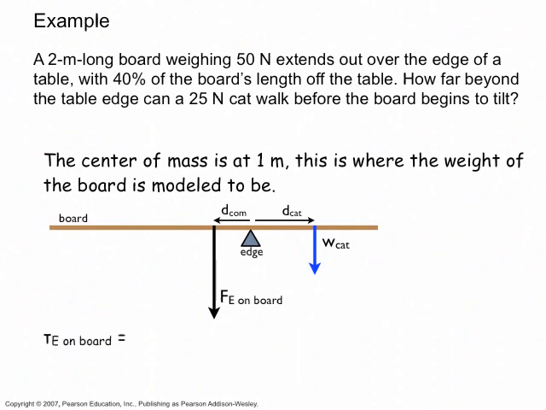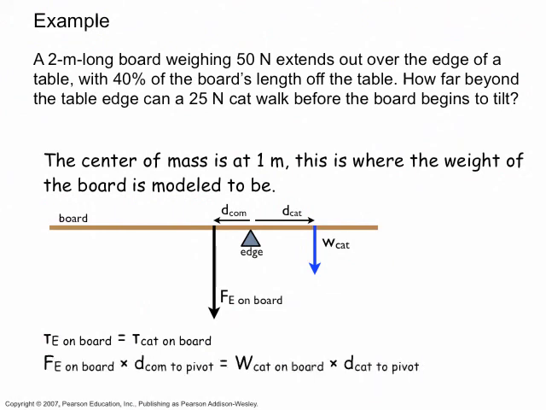Let's see that in an equation. The torque of the earth on the board, the weight of the board acting at the center of mass, is equal to the torque of the cat on the board, counterclockwise versus a clockwise torque. The torque of the earth on the board is the force of the earth on the board, acting at the center of mass, or the weight of the board acting at the center of the mass.